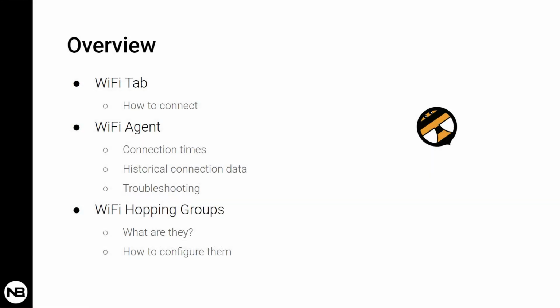The agenda today, we're going to start in the Wi-Fi tab and just show you how to set up a Wi-Fi network, how to connect. Then we're going to dive a little deeper into the Wi-Fi agents. Some of this you may have seen in the dashboard overview, some of it you may not have. And lastly, we're going to cover Wi-Fi hopping groups, what they are, and how to set them up.